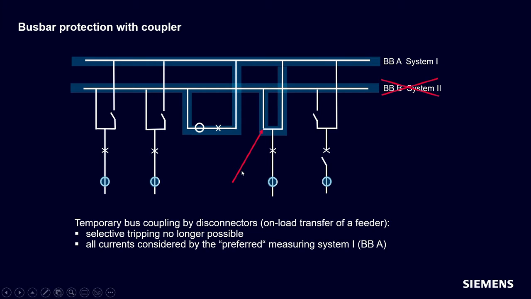In case of a temporary bus coupling by the disconnectors in one feeder, a selective tripping is no longer possible. All feeders of the coupled busbar are assigned to one preferred measuring system. The bus zone with the lower instance number according to the engineering is preferred. The currents in the bus coupler are ignored in case of a busbar shunt by the disconnectors.